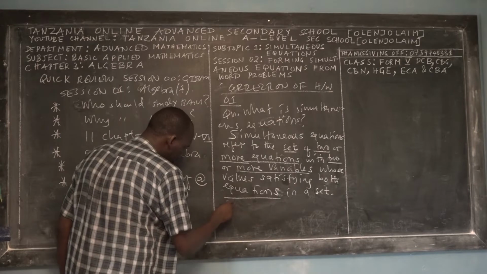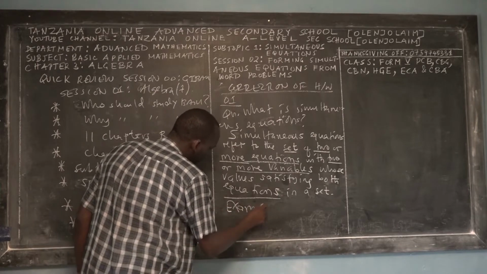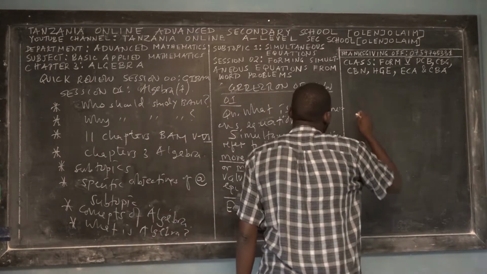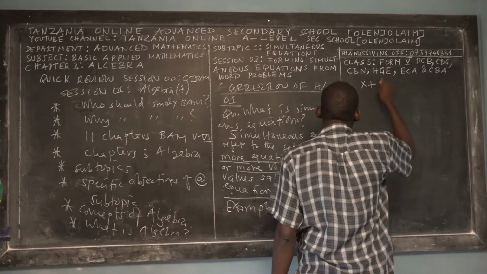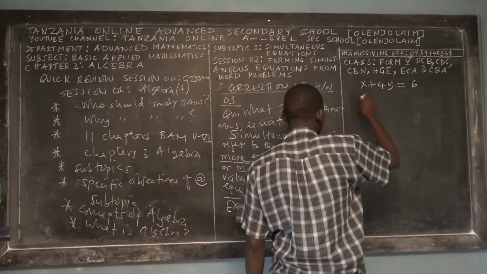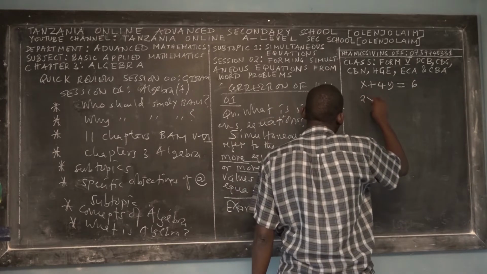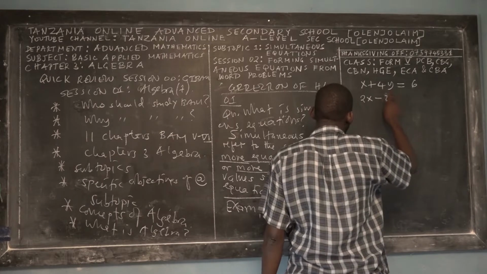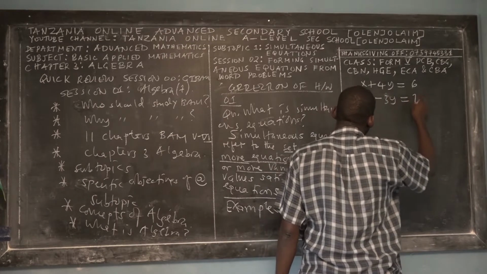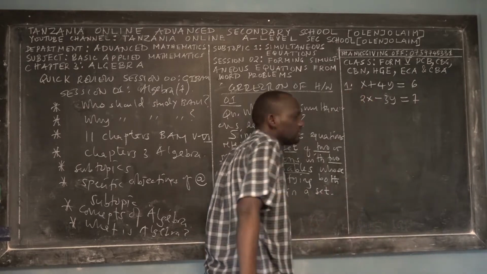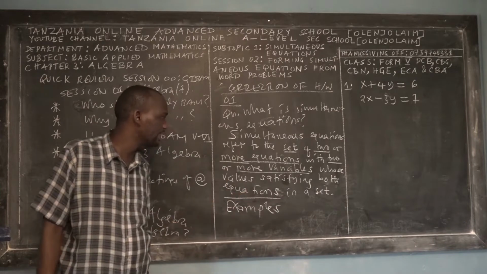Let me give you an example before I take you through the word problems. For example, we can have a simultaneous equation of x plus 4y is equal to 6. This is the first equation. And then you have 2x minus 3y equal to 7. So this is one example of a simultaneous equation.